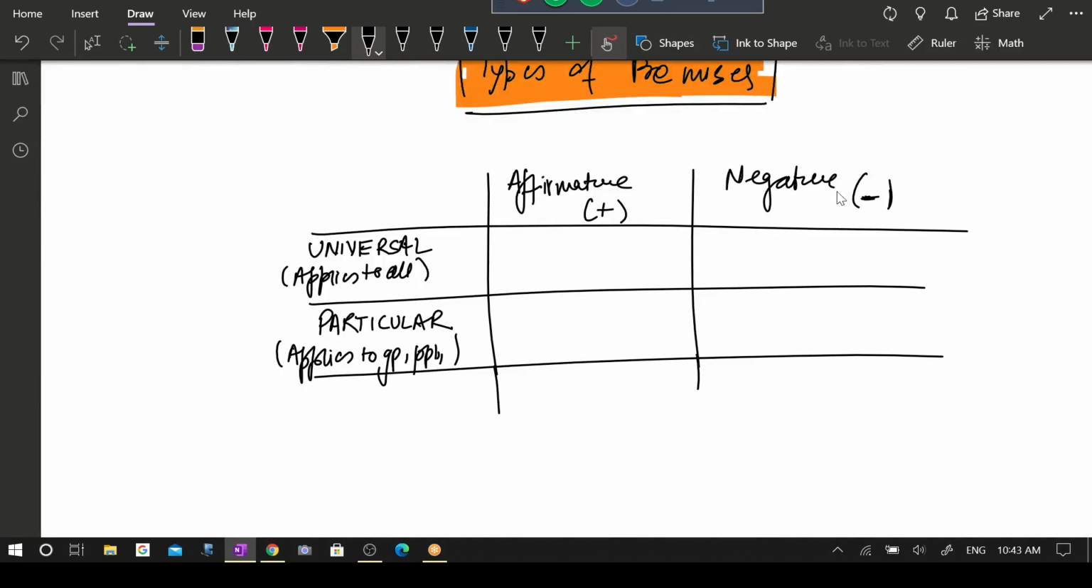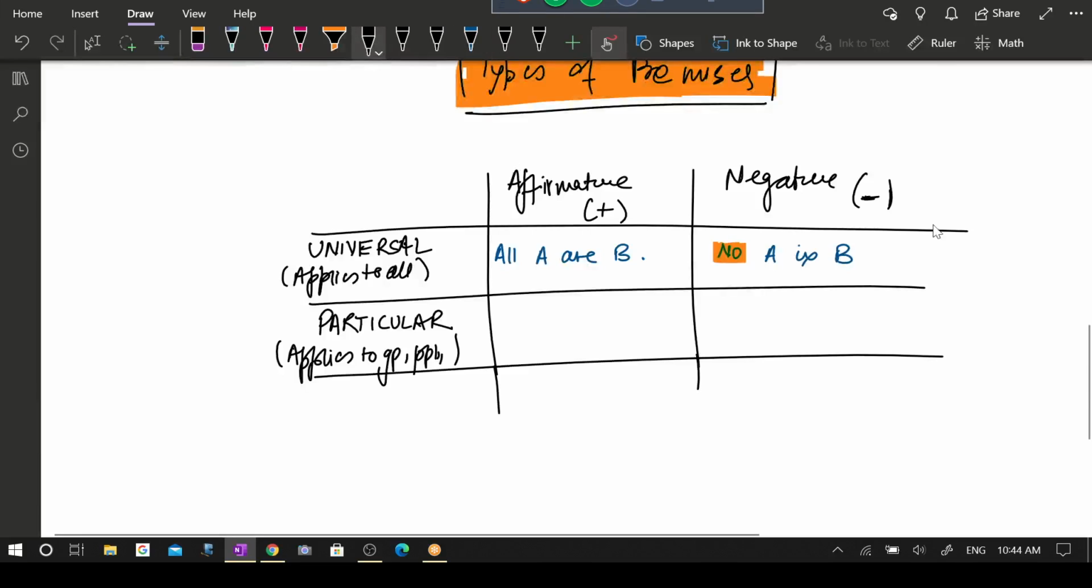Alright, so premises, what we are talking about is the type of premises. First type is universal affirmative, all A are B. And second is no A is B, it's universal negative, isn't it? Why negative? Because there is a no involved in it. Please keep this in mind. Universal affirmative, all A are B; universal negative, no A is B.